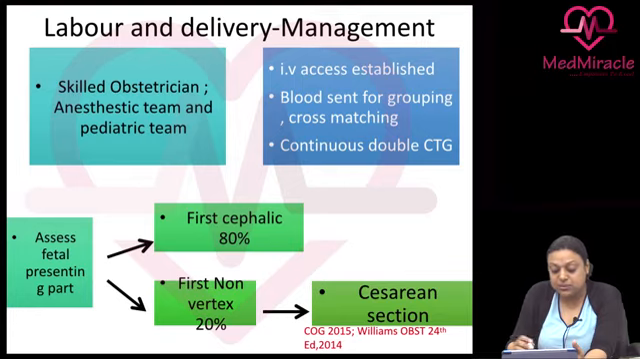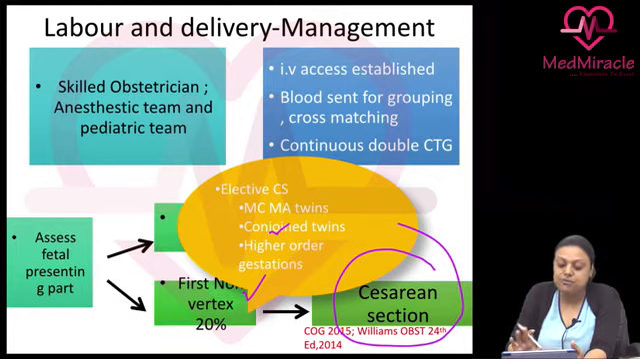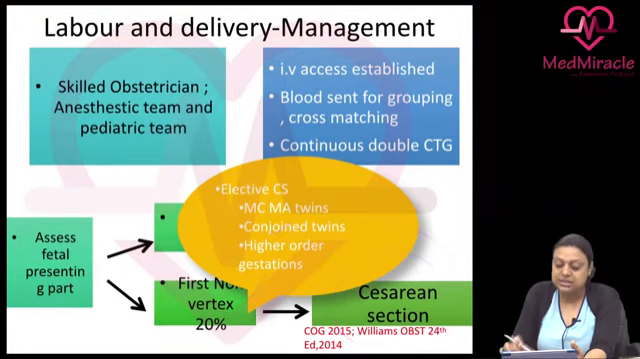So when do we go for a normal delivery in twins? If the first is cephalic and we have the expertise of delivering the second twin in whatever position the second twin is. If the first is non-vertex, we have to go for a cesarean section. It also requires a senior obstetrician for management of delivery of twin pregnancy. So what are the indications of elective cesarean section? If it is monochorionic monoamniotic, conjoined twins and higher order gestation.